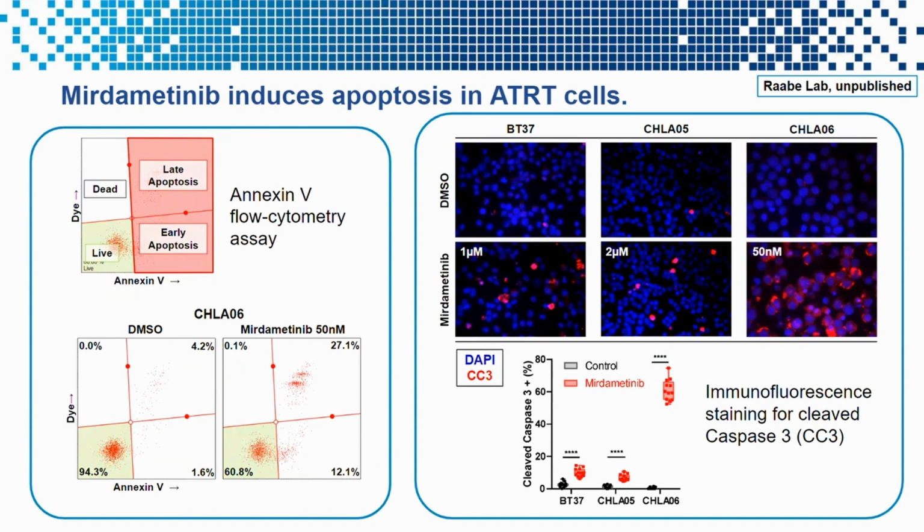You can see that after mirdametinib treatment, the cell population shifted from the live cell area a lot more to the apoptotic cell area. This result was confirmed on the right side by immunofluorescence staining for cleaved caspase 3, which also goes by this catchy name that my boss likes calling it by, the executioner caspase. After mirdametinib treatment, we can see a significant increase of percentage of cells positive for cleaved caspase 3, therefore also confirming the same result, that the cells are being more apoptotic.